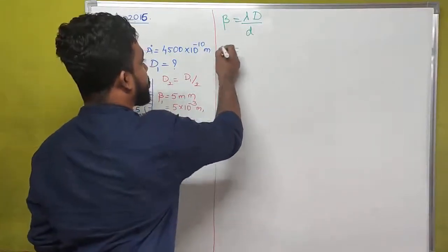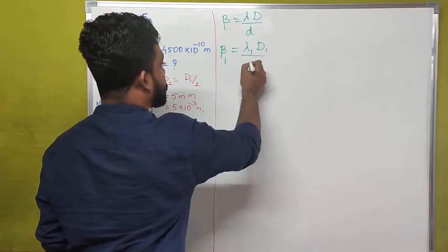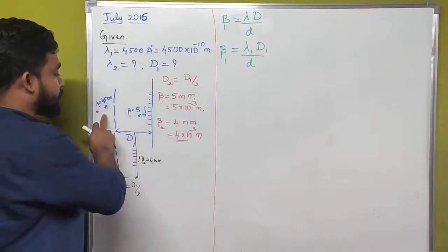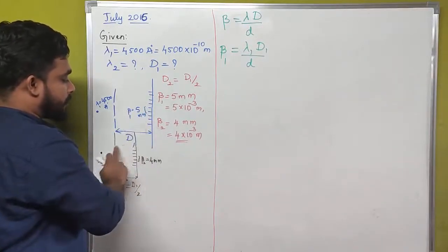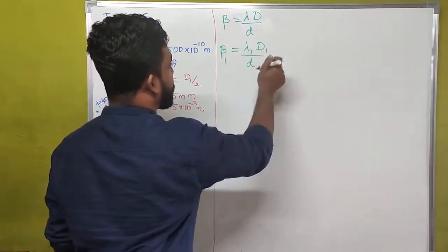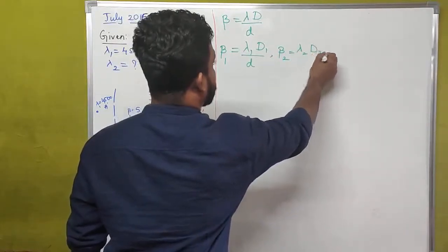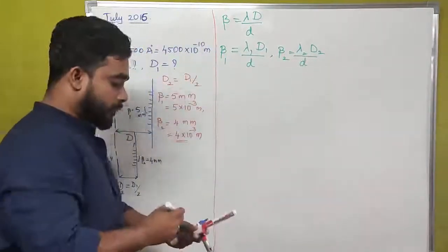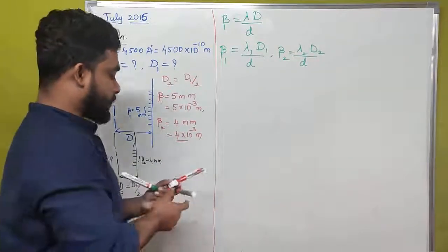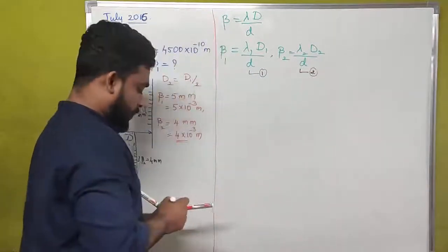Here, what we have is beta 1. Beta 1 is equal to lambda 1 into D1 divided by small d, because the distance between the slits doesn't change here. Okay, the changing things are wavelength, fringe width, and distance between the slit and the screen. That is why we have considered beta 1 as lambda 1 D1 divided by d. Similarly, beta 2 is equal to lambda 2 capital D2 divided by small d. If we substitute the values of beta 1, beta 2, lambda 1, d1, what we will get? Let us assume these two expressions as equation 1 and equation 2.